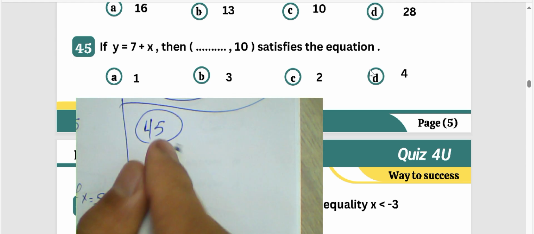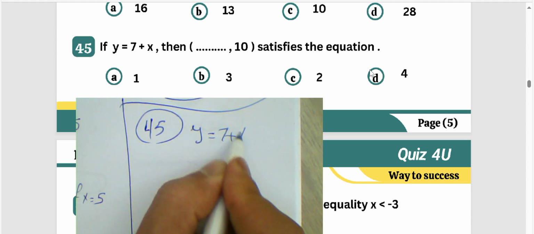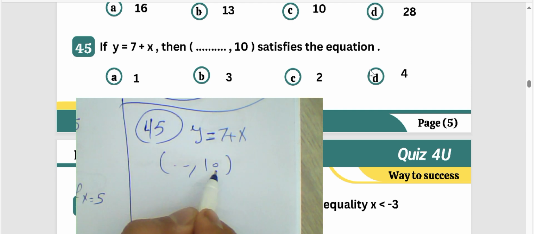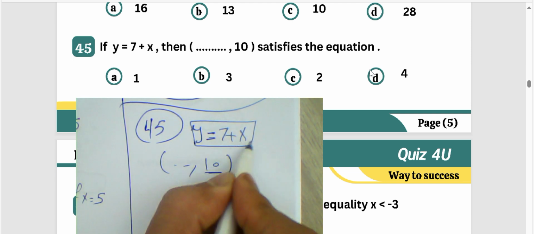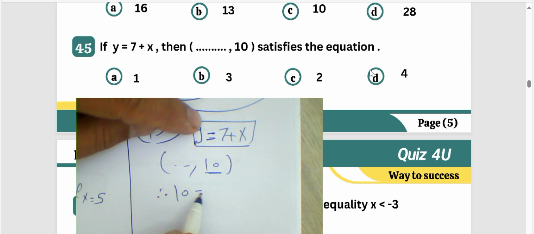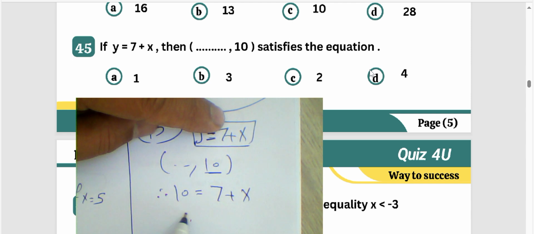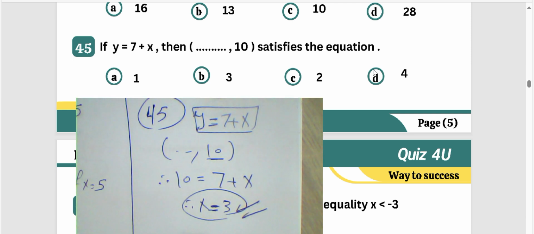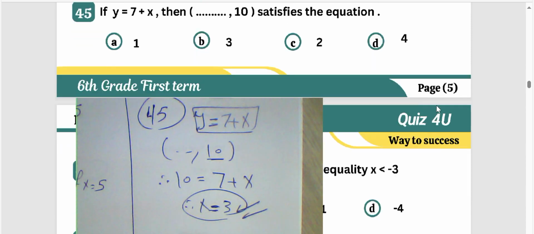If y equals 7 plus x, then the point (x, 10) satisfies it. Put y equal to 10 in this equation. Then 10 will be equal to 7 plus x. Then the value of x here will be 3. Choose letter B. Next page.